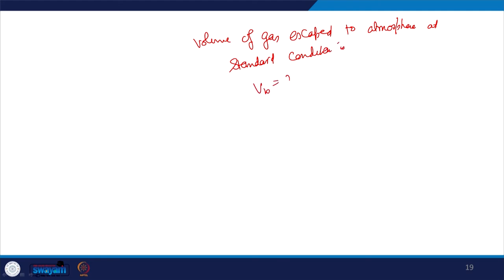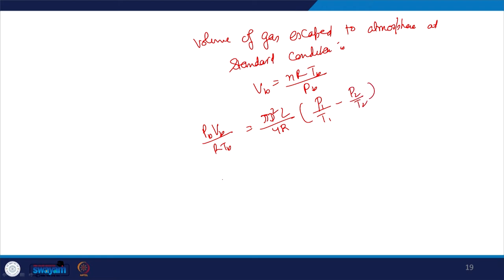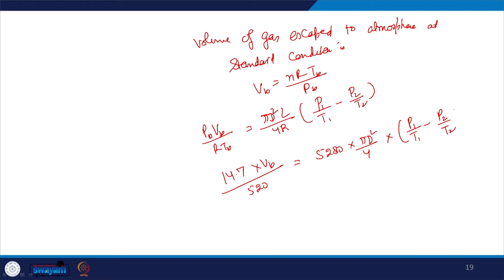So, the volume of gas escaped to atmosphere at standard condition is VB equal to nRTB upon PB. Therefore, PB VB upon R TB is equal to pi d square L upon 4R times (P1 over T1 minus P2 over T2). After putting the values of the constants and substituting R, we get 14.7 into VB upon 520 is equal to 5280 into pi d square upon 4 into (P1 over T1 minus P2 over T2).